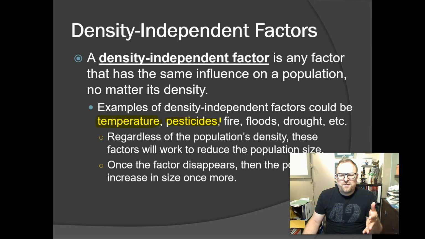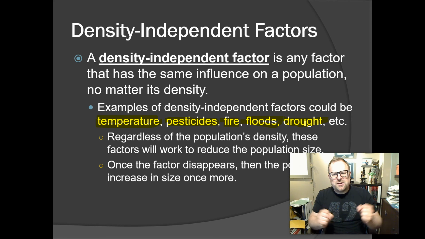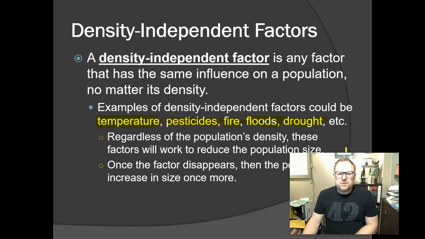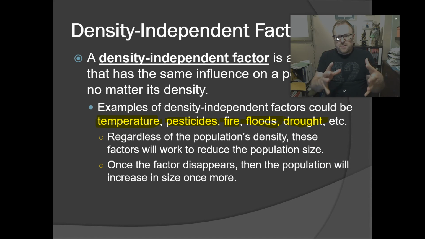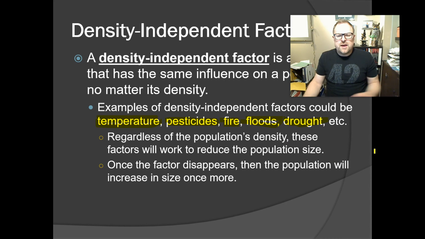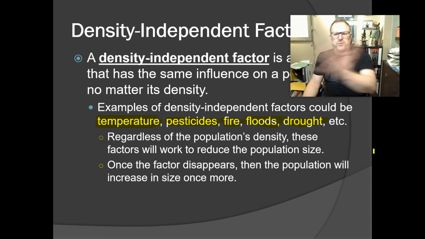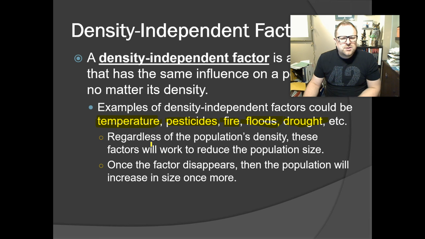Pesticides, fire, floods, drought, all of these are examples of density independent factors, things that don't care whether the population is really tightly packed into that given habitat, or whether they're nice and evenly spread out, or whether there's lots of them in a small area or just a few of them in that area. They don't care. Fire's going to roll through, flood's going to roll through, pesticides are going to do their things. Okay, so regardless of the population's density, these factors will work to reduce the population size.